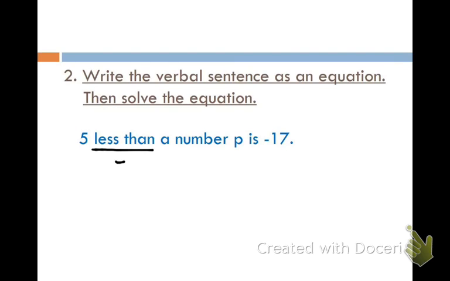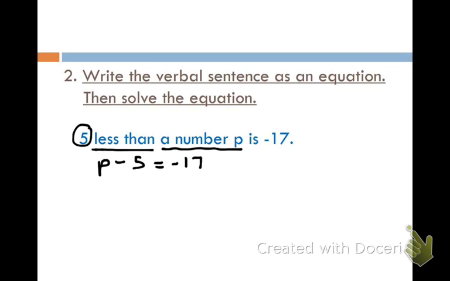We're going to start with this right here. Where does the 5 go? To the right or the left of the minus sign? We're turning it around. The right. Okay, now a number p, this part right here. Where does that go? To the right or the left of that minus sign? To the left. Now read it from left to right. P minus 5 equals negative 17.